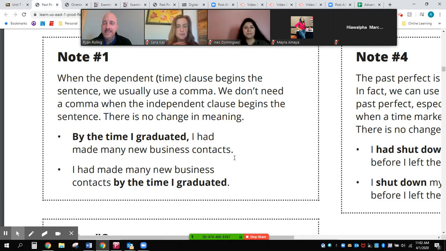we talk about clauses. These are groups of words in a sentence, and if it's dependent, that means it cannot stand alone. We need to connect it to another part of a sentence. And so here, by the time I graduated, that is a dependent clause. It's a time clause. When we start the sentence with a time clause, I have to put a comma before my subject and the past perfect verb. So by the time I graduated, I had made. Make, made, made. I had made many new business contacts.